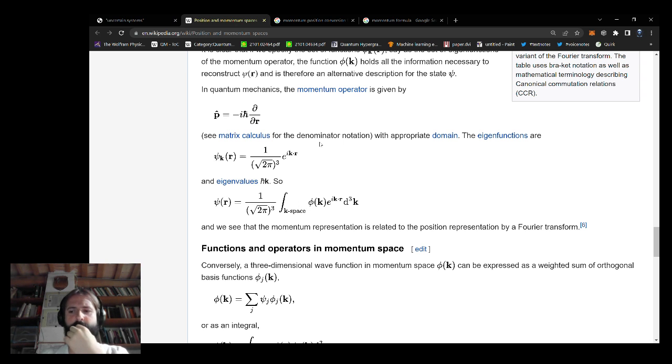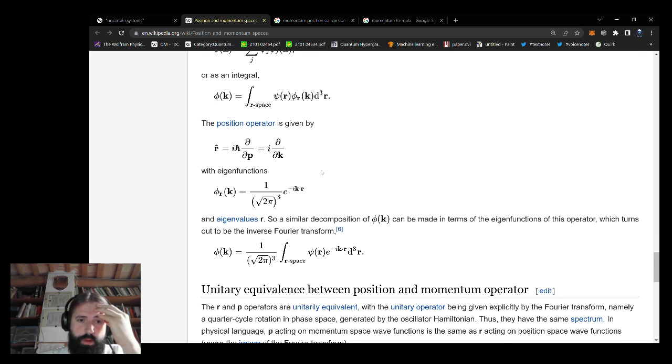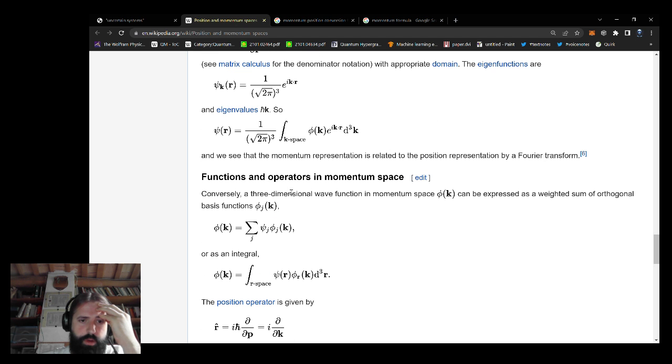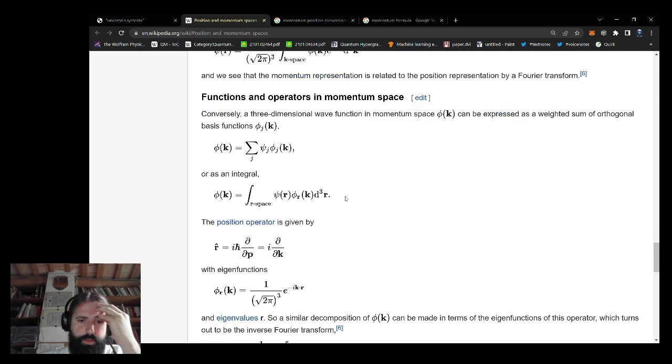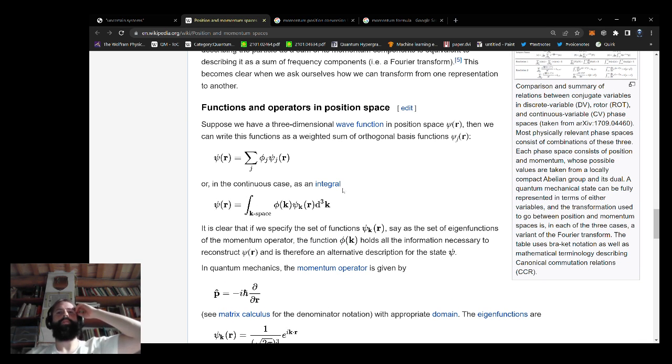I'm not so sure I intuitively understand why. The eigenfunctions are these. How is that derived, though? Suppose that we have a three-dimensional wave function in position space. Then we can write this function as a weighted sum of orthogonal basis functions.